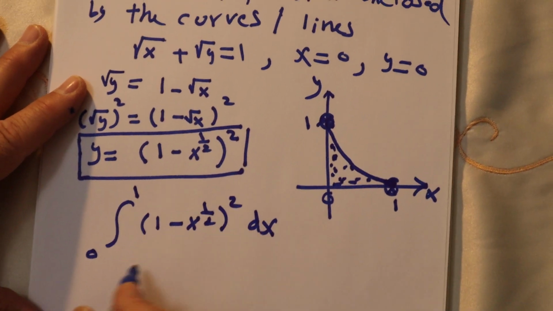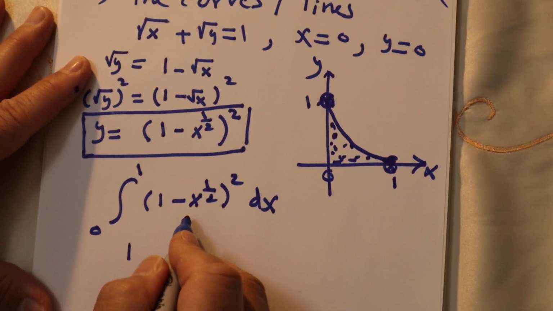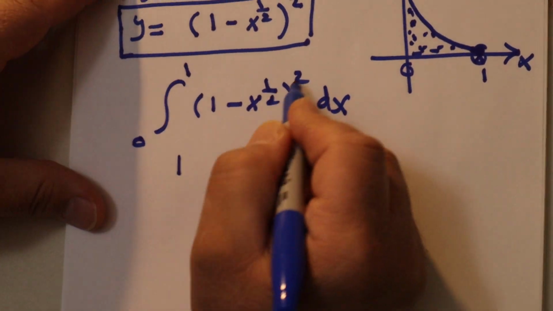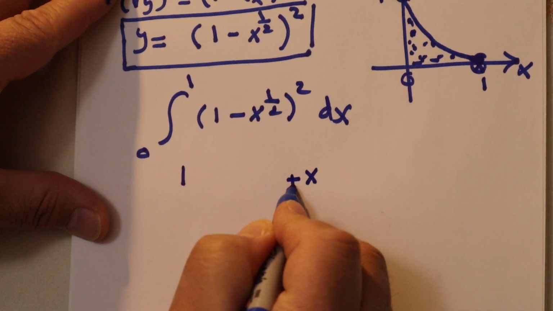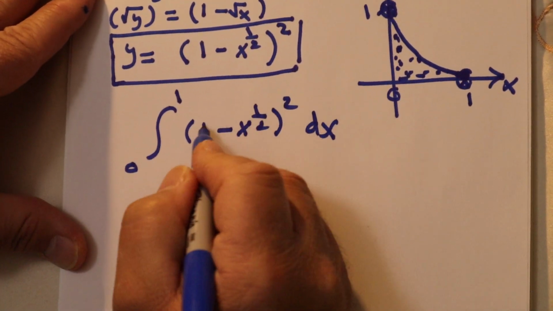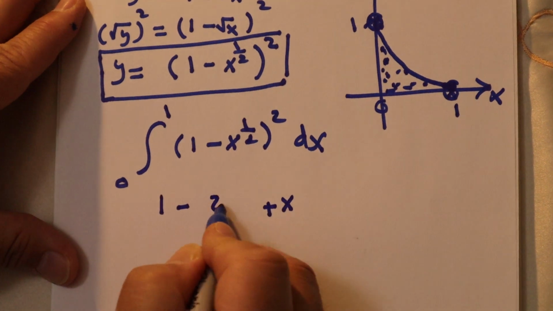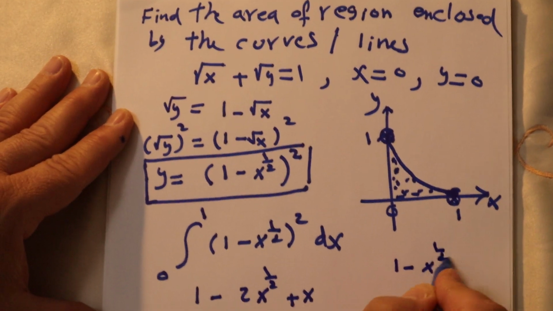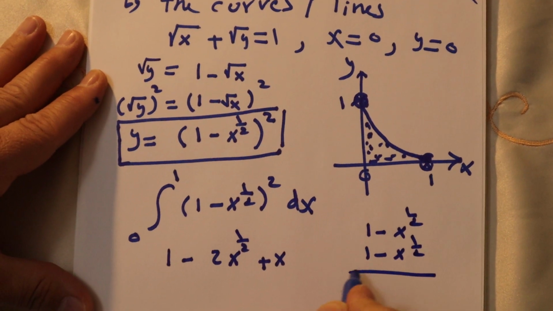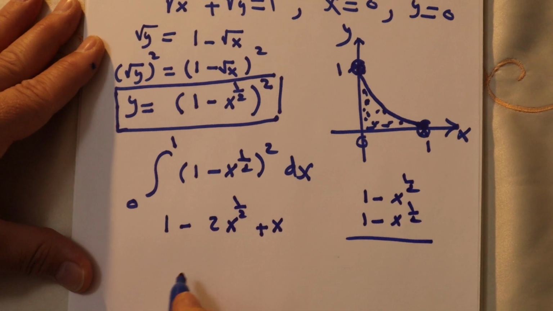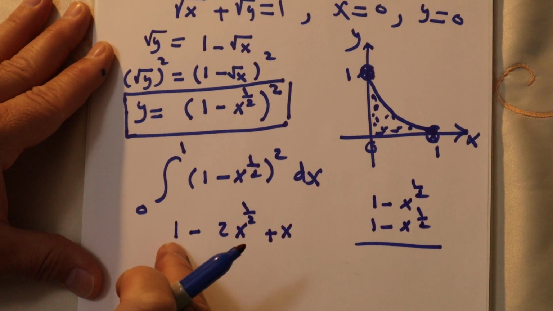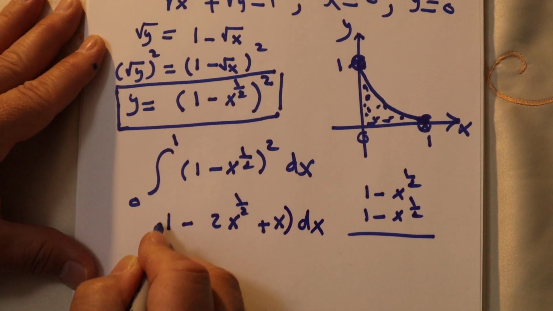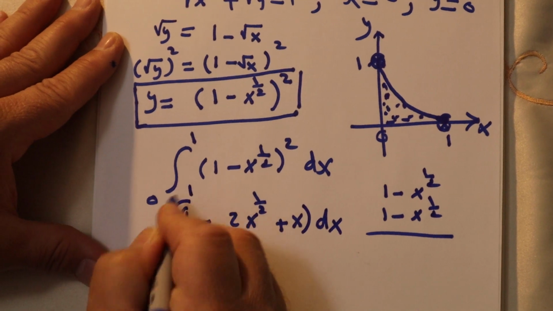So 1 squared is 1, and x exponent a half squared will be x, and it's positive. And in the middle it will be negative: 2 times 1 times x exponent a half is 2x exponent a half. You could do that like a FOIL problem, x exponent a half times 1 minus x exponent a half, and then multiply. So the function that we need to integrate is 1 minus 2x exponent a half plus x with respect to x, from 0 to 1.